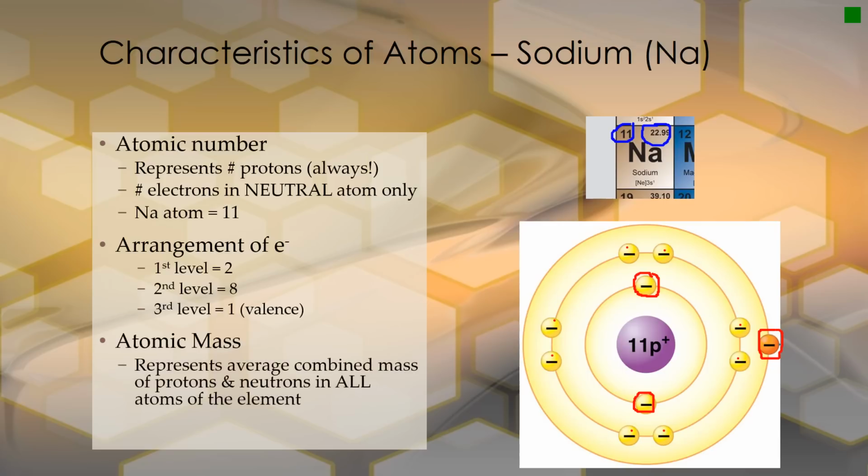The atomic mass then represents the average combined mass of protons and neutrons in all the atoms of that particular element. And when we add them all up and average them together, it ends up not being a whole number. We end up with 22.99 in this case.